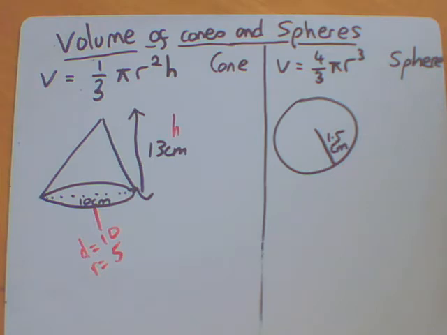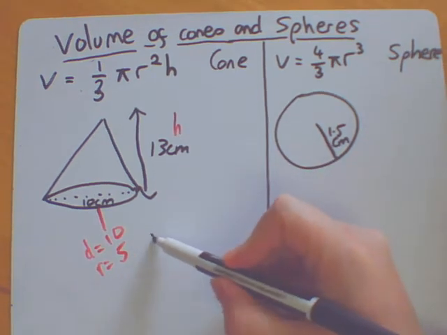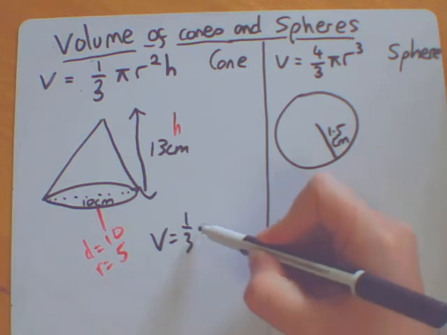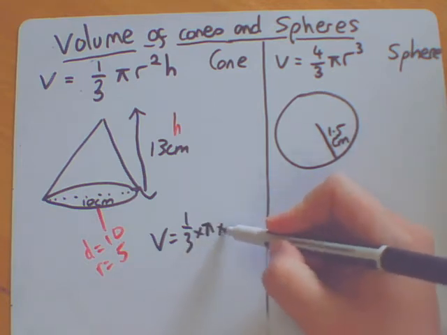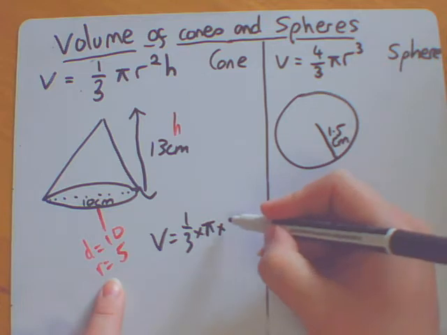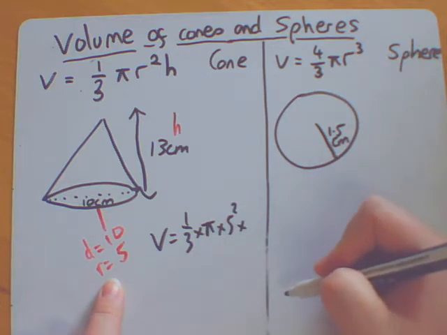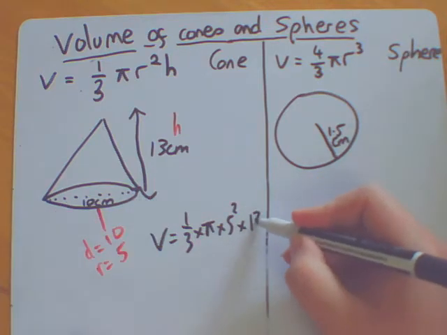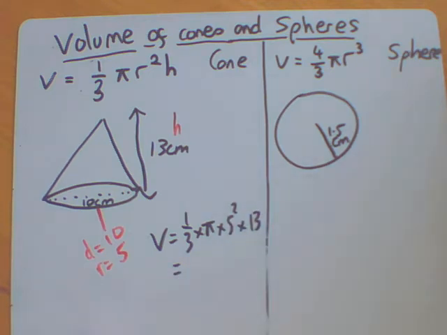Then it's a case of sticking it in the formula. So if we take our formulae, we've got a third times pi times the radius squared, so that's 5 squared in this case, times the height, which in this case is 13. Okay, I can do that in terms of pi if I want to, or I could do that as a decimal. It depends what the question is going to ask you. So if I do that in terms of pi or as a decimal, it really doesn't matter.